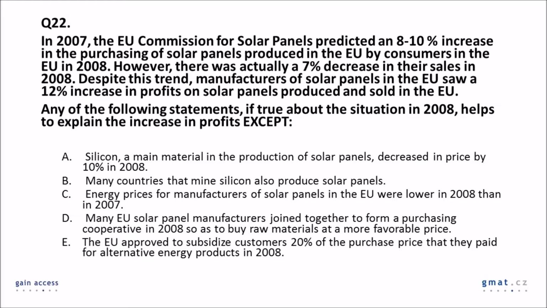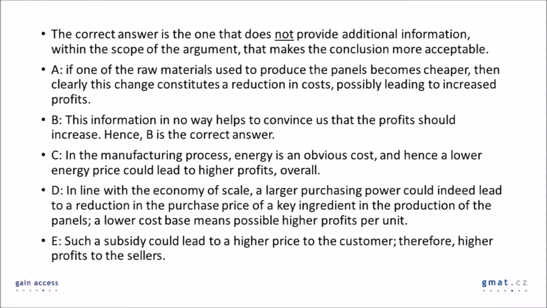It's wordy. There are some statistics going on here, but I think with a little bit of logic, you can get to the answer choice. So as I'll repeat again, the correct answer choice is the one that does not provide additional information within the scope of the argument, which is so vital, that makes the conclusion more acceptable. So think of it as four will strengthen, one will not. It doesn't mean the odd one out will weaken, it will just not strengthen.